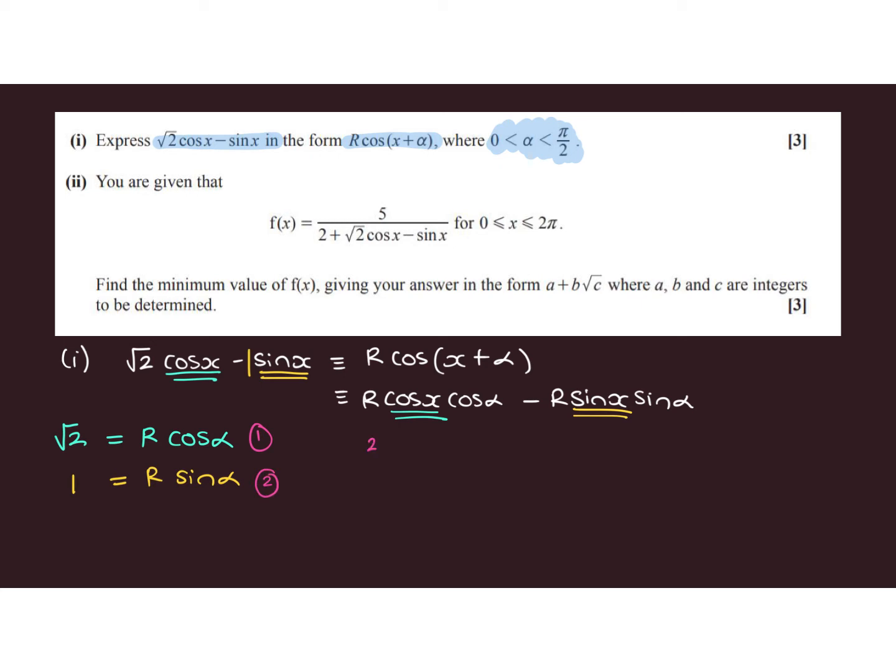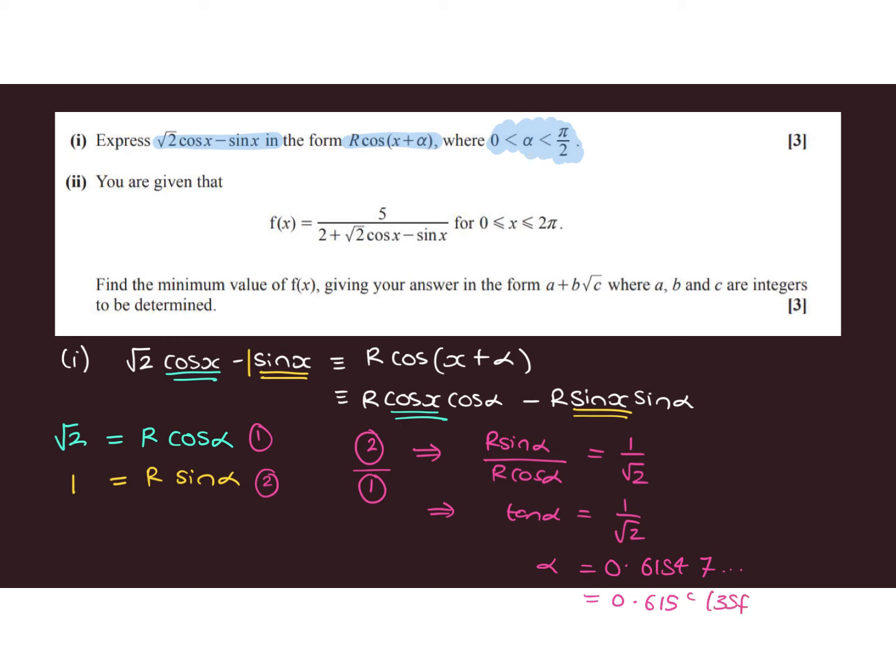Now, I'm very simply going to do equation 2 divided by equation 1. So r sine alpha over r cos alpha equals 1 over root 2. So that tells me that tan alpha equals 1 over root 2. And then using inverse tan on the calculator, alpha equals 0.61547. And we'll round that to 0.615 radians to 3 significant figures.